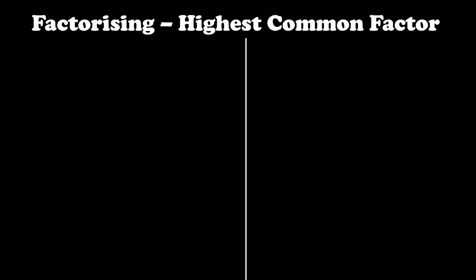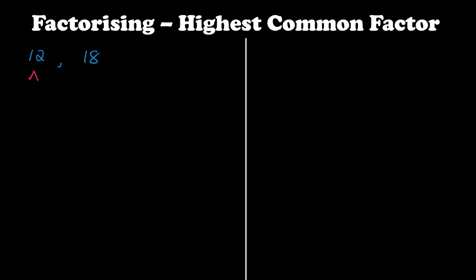I'm going to begin by showing you a quick trick that I use to find the highest common factor when given two terms. If you feel really confident with doing this, skip ahead until I actually start factorising. So let's start by finding the highest common factor between 12 and 18.